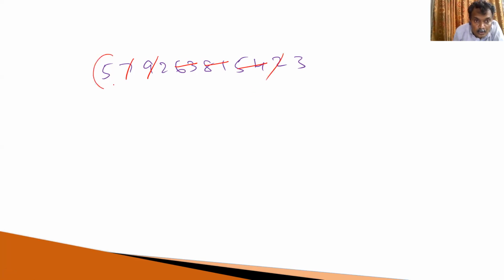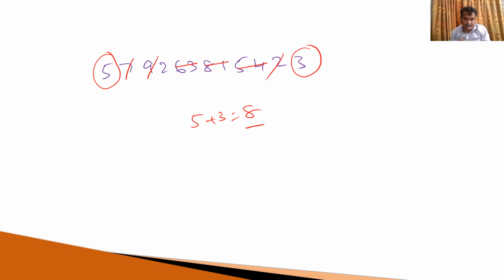So only two digits are left. So what is the answer for this one? 5 plus 3, that is equal to 8, which is the required answer. No need to add each and every digit. So what is the digit sum? Just cancel 9, or choose two numbers or three numbers, whatever it is. If the sum is equal to 9, just cancel it.